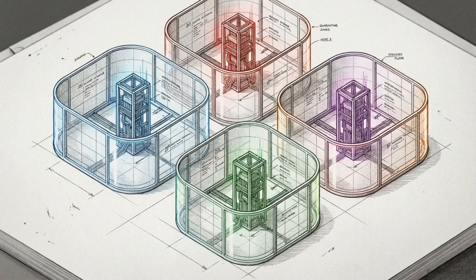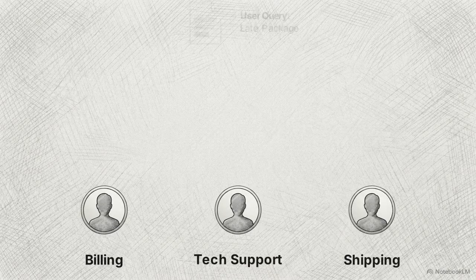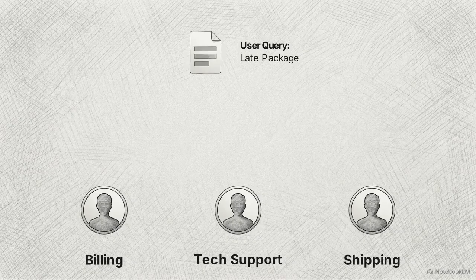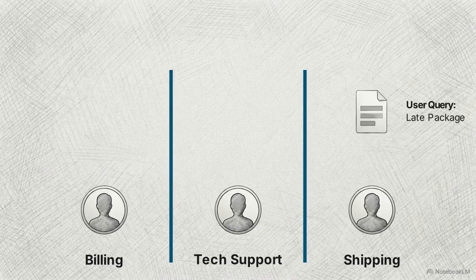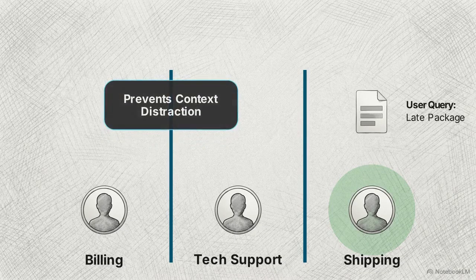The fourth pillar is isolate. This involves creating strict, scoped views for individual AI agents within a larger architecture. Consider a multi-agent system with 3 specialized nodes: billing, tech support, and shipping. If a user asks about a late package, feeding the billing agent's credit report data to the shipping agent creates a security risk and an unnecessary expenditure of tokens. Accuracy improves when we remove these distractors.